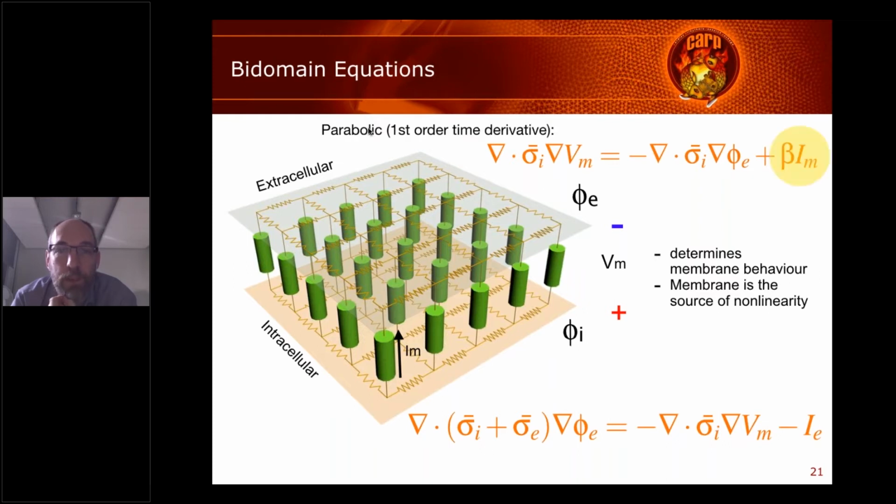The one at the top we call the parabolic equation. It's called parabolic because it has a first-order time derivative. It's not obvious when it's written like this, but in the Im term, we have a first derivative for the capacitive current, dV by dt. So that makes this equation parabolic. And the second equation at the bottom is an elliptic, and there's no time derivative in this equation. So it actually makes it a bit more difficult to solve.